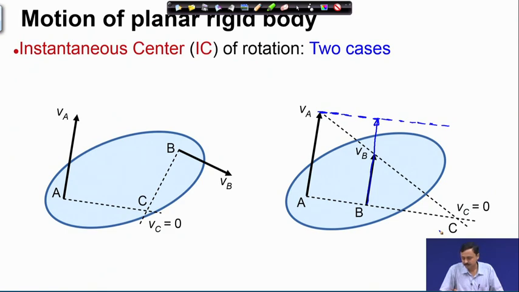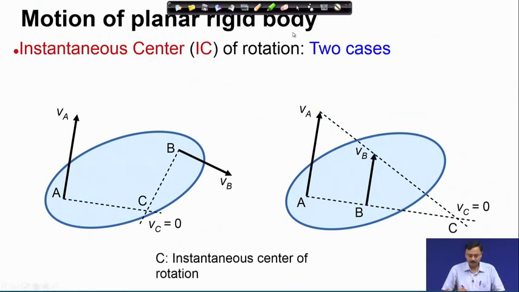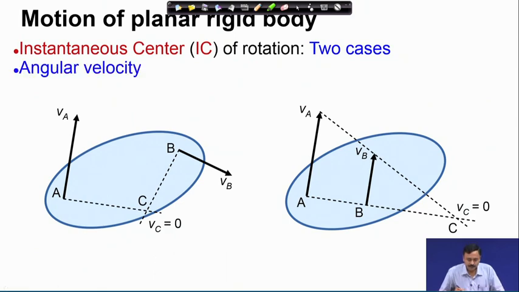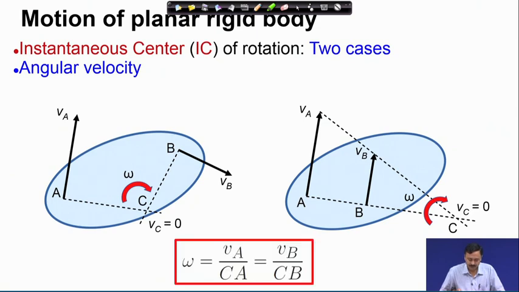So, this body is in translation, which means every point will have the same velocity, magnitude and direction. Otherwise, C is the instantaneous center of rotation, and we had defined angular velocity as the velocity of point A divided by C A, which must also be equal to the velocity of point B divided by C B.